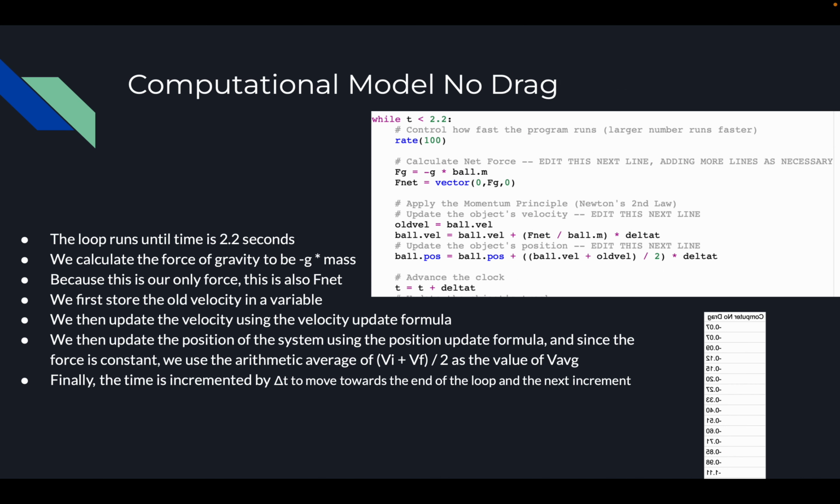For the model with no drag force, we calculate Fg to be negative g times mass, which, since this is the only force, is also our Fnet. We then update the velocity using the velocity update formula, and then update the position using the position update formula for a constant force. Finally, the time is incremented to move forward in the loop. The resulting position data can be seen in the graph here on the right.